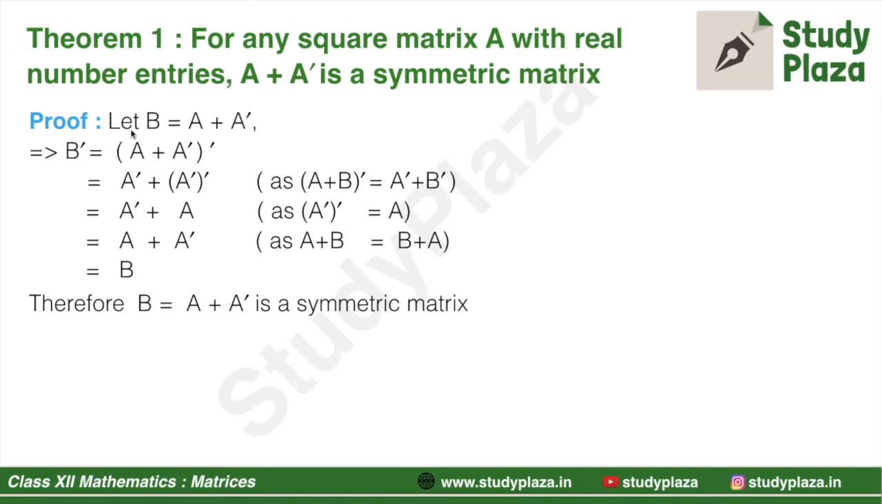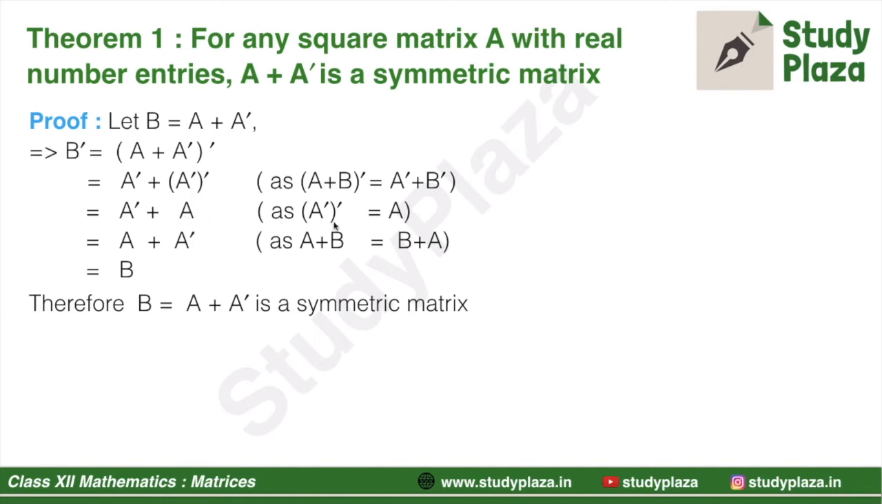Let us start with the proof, and we consider B equal to A plus A dash. That is, addition of A and A dash is represented by matrix B. So let us take the transpose of B. So B transpose will be equal to (A plus A dash) transpose, and by using the properties of transpose of matrix, we get A dash plus double transpose of A, which is equal to A.